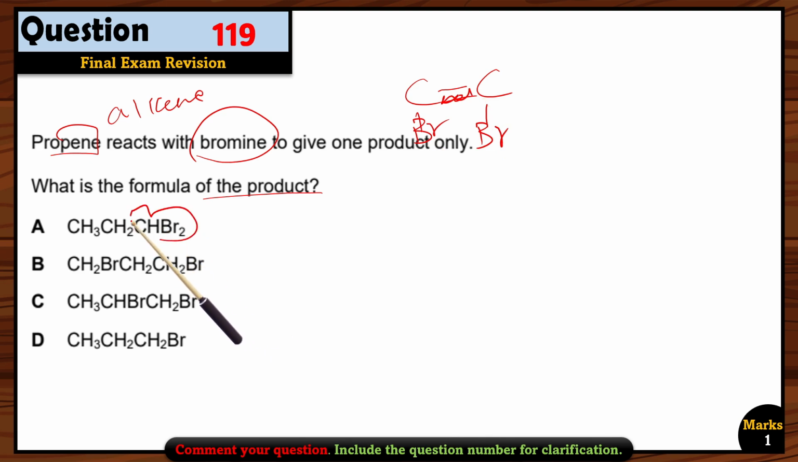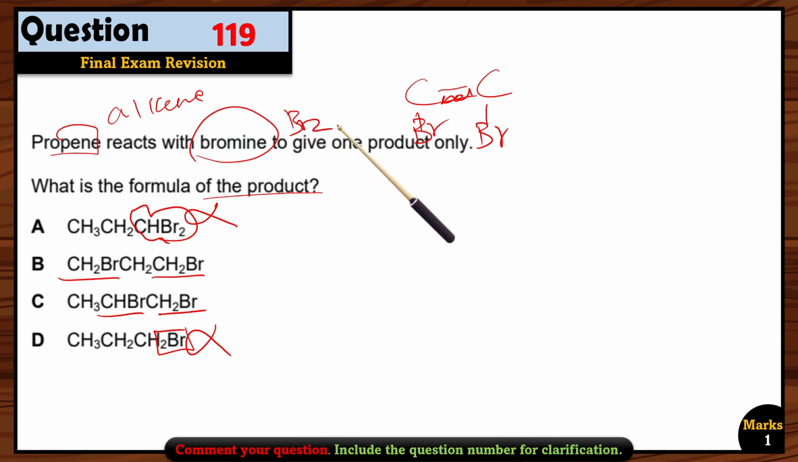Here it is attached to 1 carbon, right? So this is wrong. Here this is right because it is attached to 2 different carbons. Here it is also right. And here there is only 1 bromine, so it is wrong, right? Because bromine is a diatomic molecule. You can see 2 bromines.